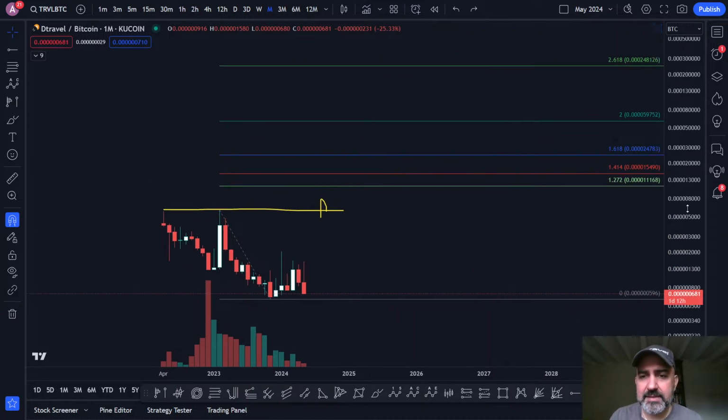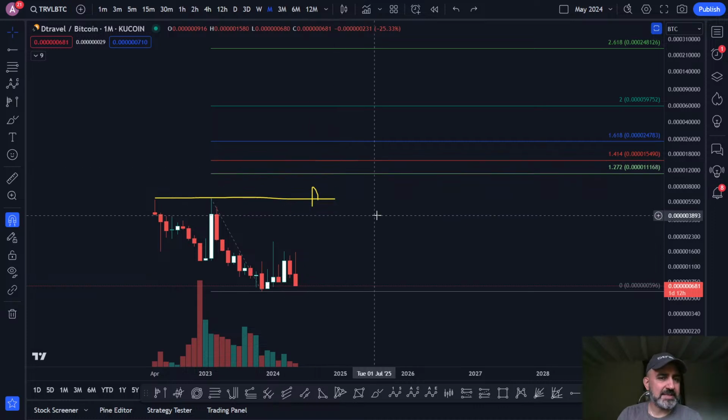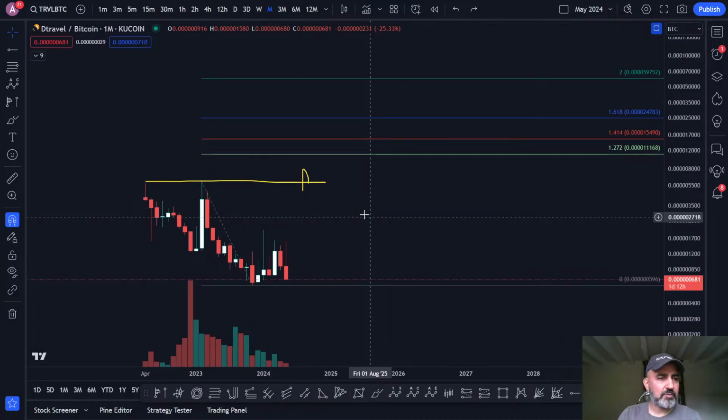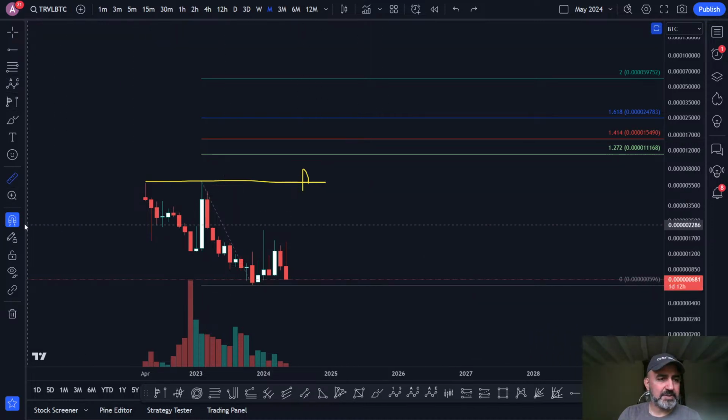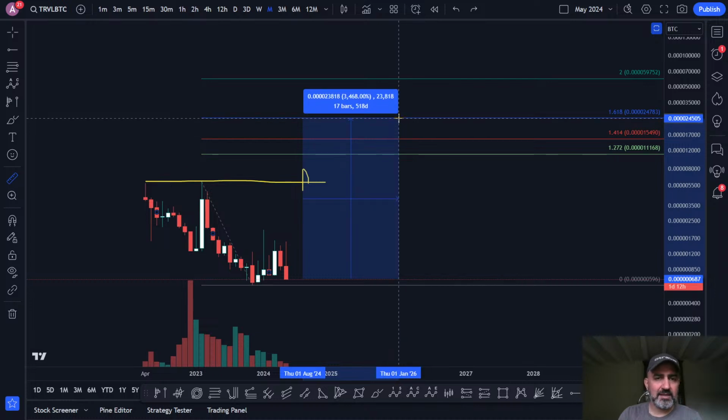Just a 1 point, like if we go to the 1.618, that will be a perfectly acceptable extension. 2 would be overextended, and somewhere between 1.272 and 1.414 would be the initial areas where you could find resistance. But just simply from our current position to the 1.618, you're looking at a 3,468% increase in value against Bitcoin.